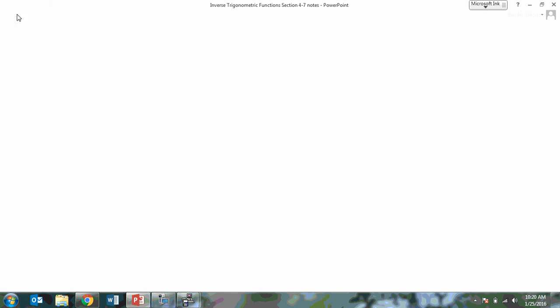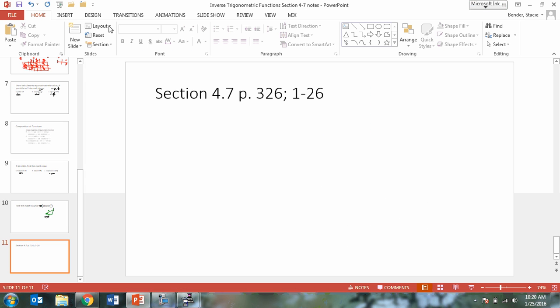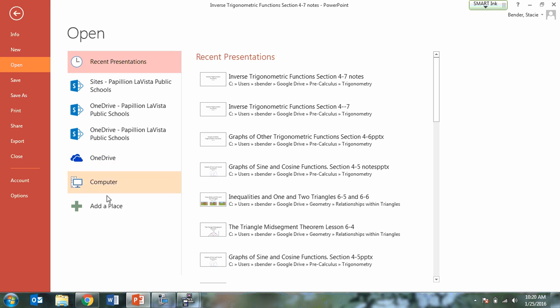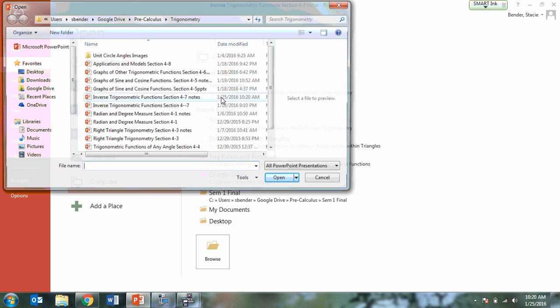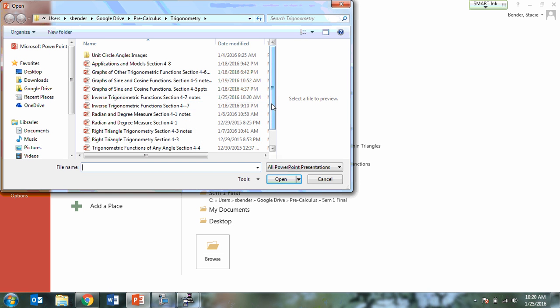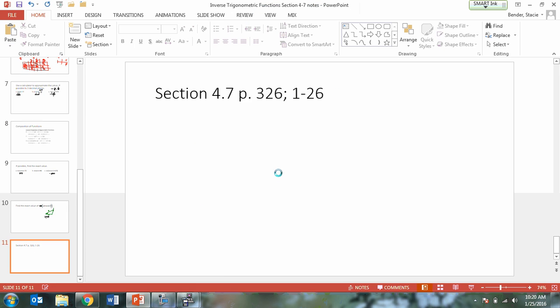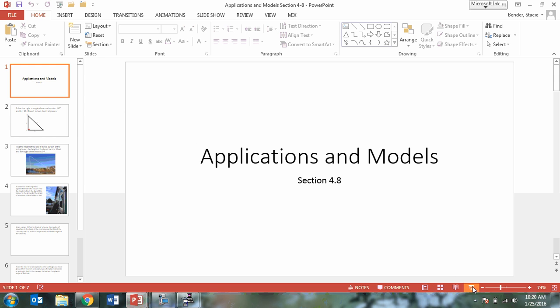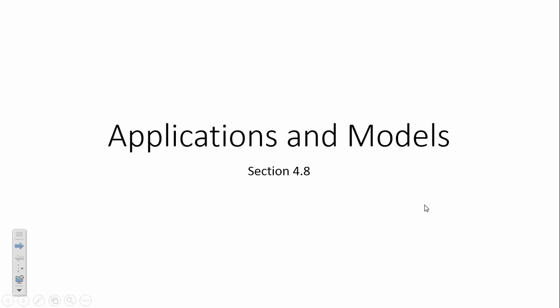Now let's switch gears and talk about 4.8 just for a moment. Let me save this, and let's open 4.8. Okay, so the whole point of Trig is to be able to apply it, to be able to model things, to be able to figure things out from it. And that's what we want to talk about, just a couple examples on how we do that.